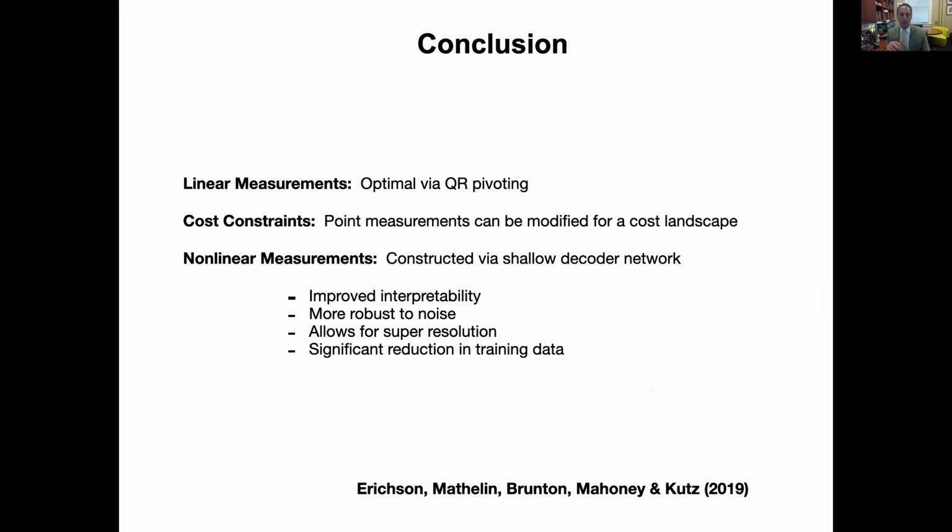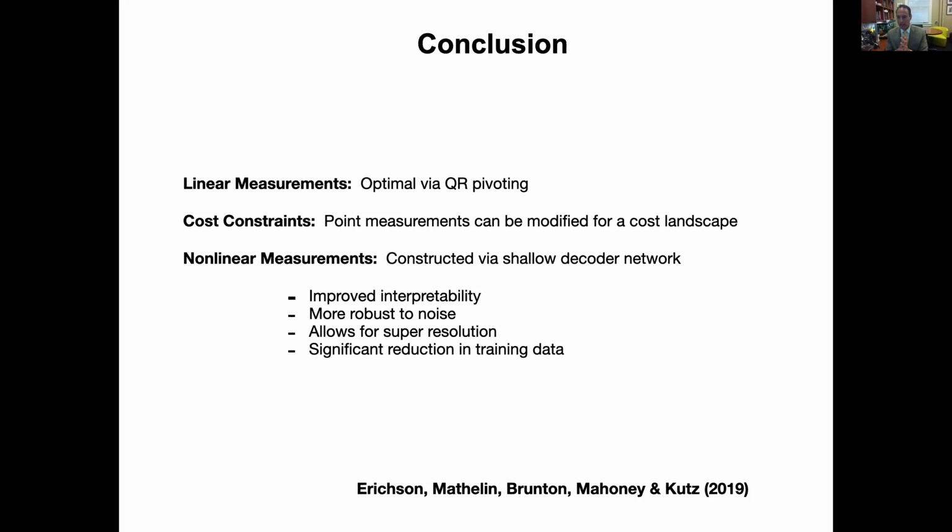So I guess the conclusions of this piece, and I'll finish with some concluding comments overall, is that there are a lot of different things you can start thinking about, and measurement is something you definitely want to think about. You can think about linear measurements, and linear measurements are really nice in the sense that there are very fast, greedy algorithms like the QR pivoting. And also you can put cost constraints, all these things that are easy to handle in linear frameworks very nicely.